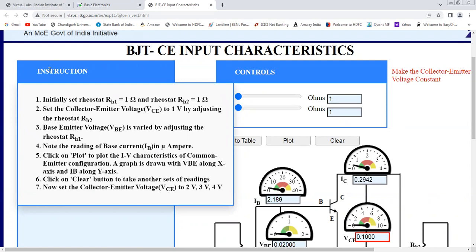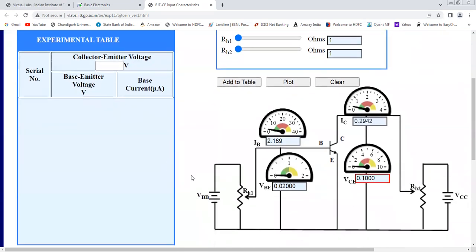Okay, then after we have set both the rheostats to 1 ohm, we will set the collector emitter voltage to 1 volt by adjusting rheostat 2. This is the collector to emitter voltage. This meter is giving us VC, the collector to emitter voltage. We will set this VC by varying RH2. So we will set VC to 1 volt by varying this RH2.